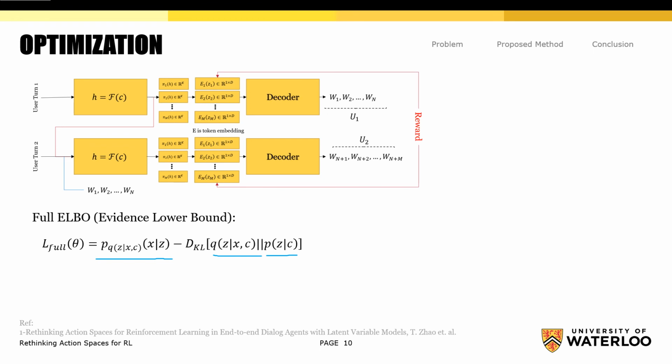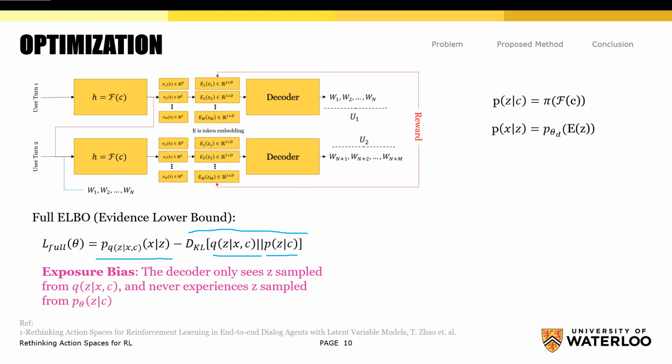Let's assume that we have a neural network that can approximate this posterior Q, the latent variable given X and C, and we can then use this regularization term to optimize our neural network. The problem is that in training we might have access to this approximated posterior, so we can use Q, but in the test setting we don't have access to the posterior, so we have to use directly the distribution of Z given the context vector.